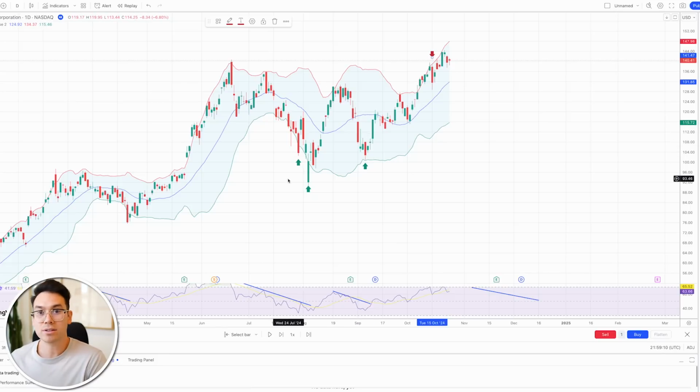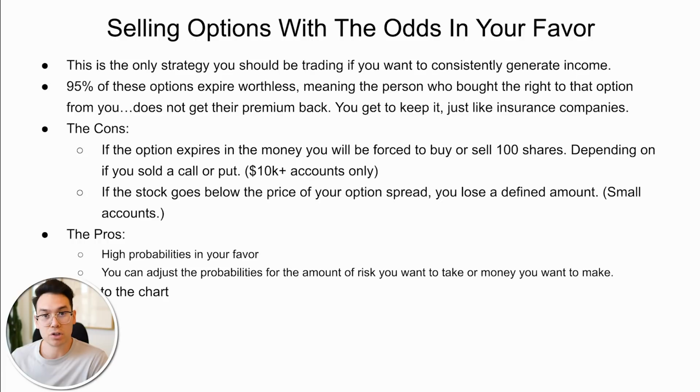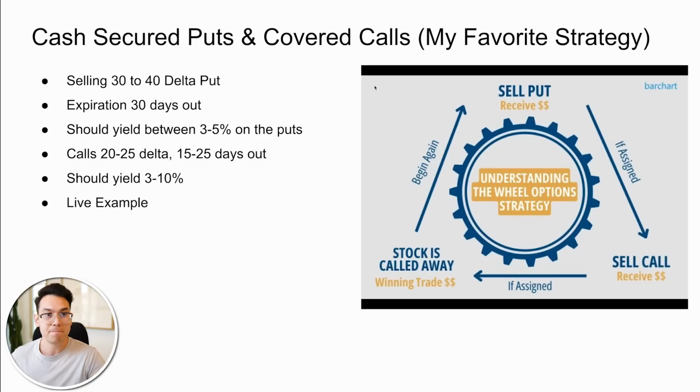Now let's go ahead and go into the dynamics of how to do it. So first, we're going to talk about big accounts. If you have more than $10,000, this is going to apply to you. If you don't have more than $10,000, then you can fast forward ahead to where we talk about vertical spreads, okay, credit spreads. So we're going to talk about cash secured puts and covered calls. This is my favorite strategy.